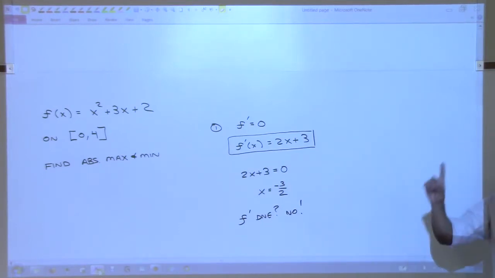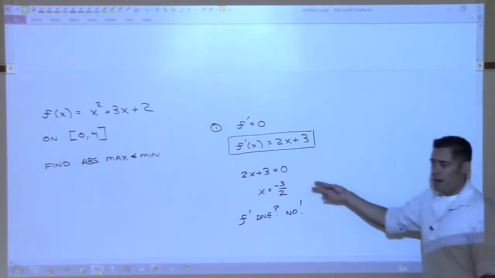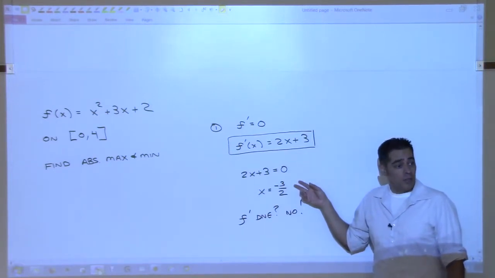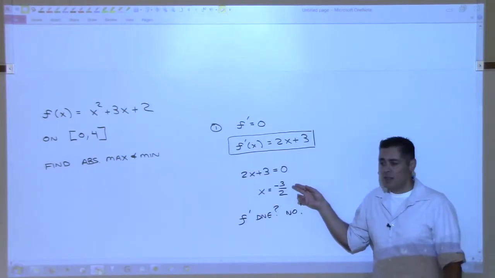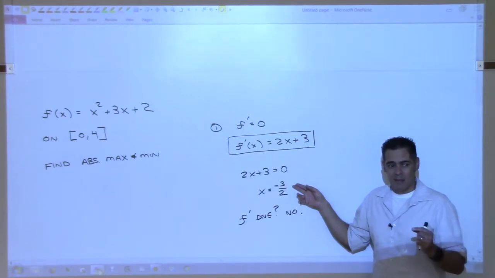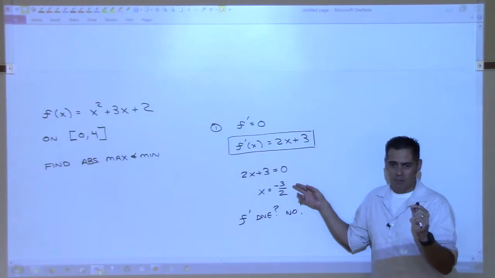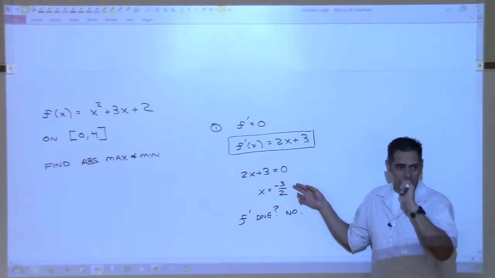So we only have one critical number. What is the critical number? -3/2. That's our only critical number. So what we're supposed to do is take this and plug this number into what? The original function. But we have a little bit of a problem. Do y'all see the problem?